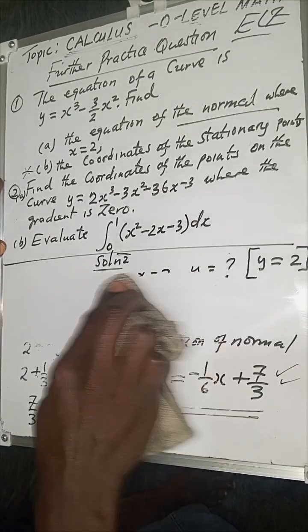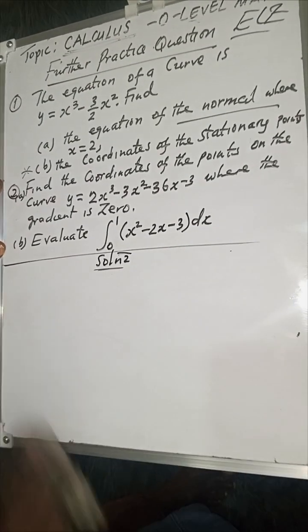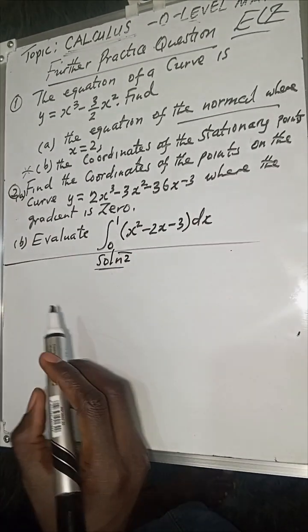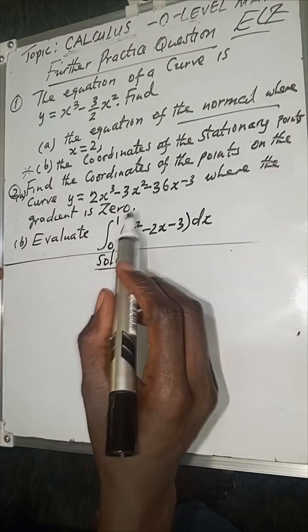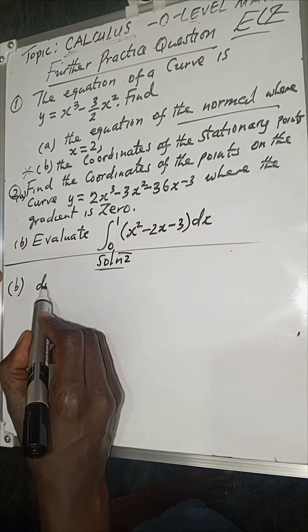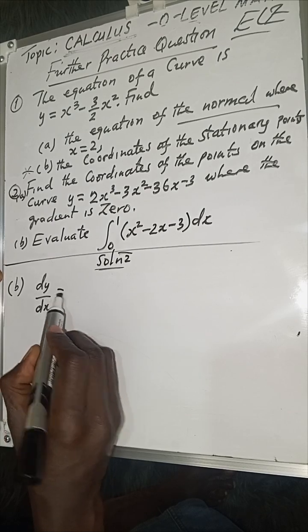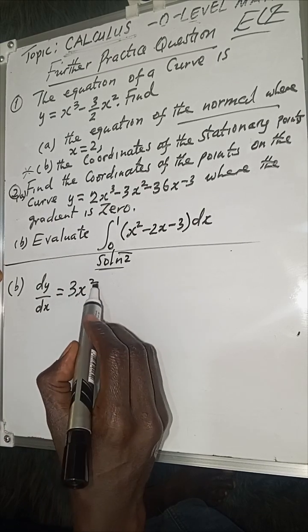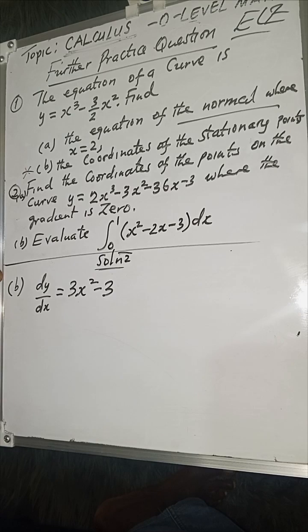So the B part there, number 1b says the coordinates of the stationary points. Now the coordinates of the stationary points, we have already found the gradient dy over dx. We have already found that it was 3x squared minus 3x. That was the dy over dx.